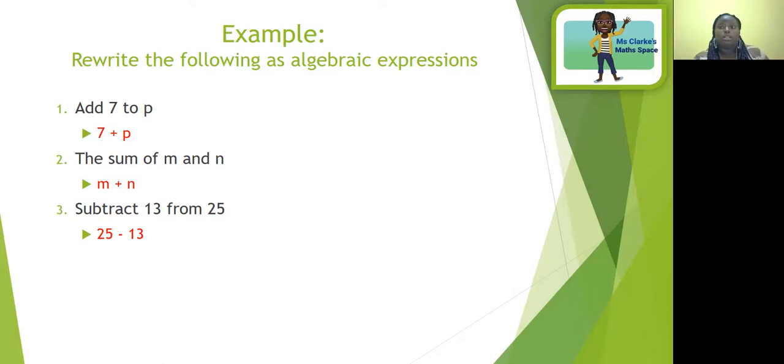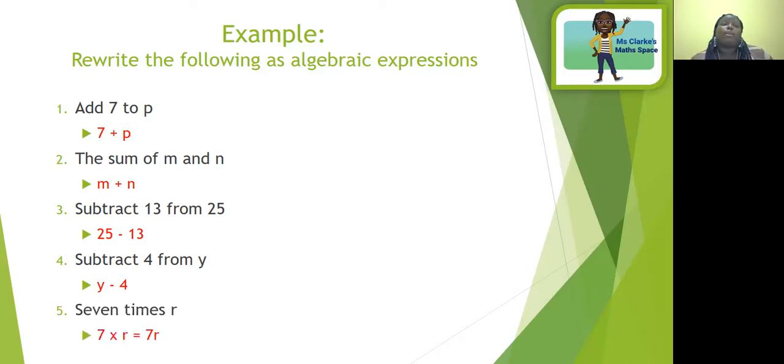So just be careful. Now I'm going to do the next question with letters. Subtract 4 from y. So in this case, what are you taking it from? You're taking it from y, so you're going to put that first, and then you're going to minus the 4. Last example before I give you all time to do on your own. So we have 7 times r. Times means to multiply. So you're going to have 7 multiplied by r. And we know that we can now shorten it to get 7r. So your final answer would be 7r.